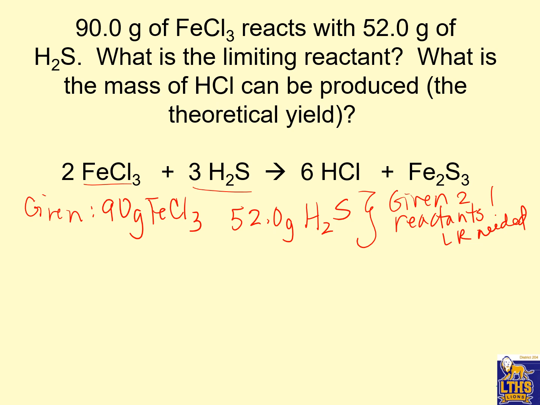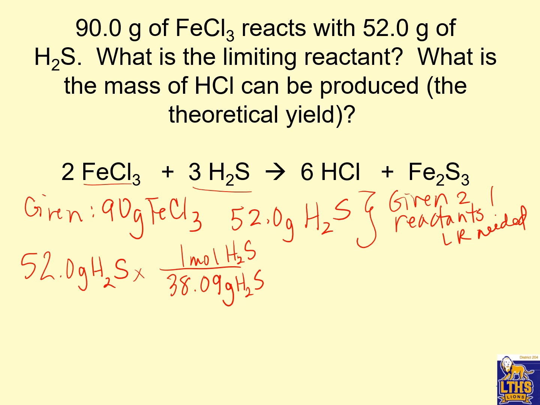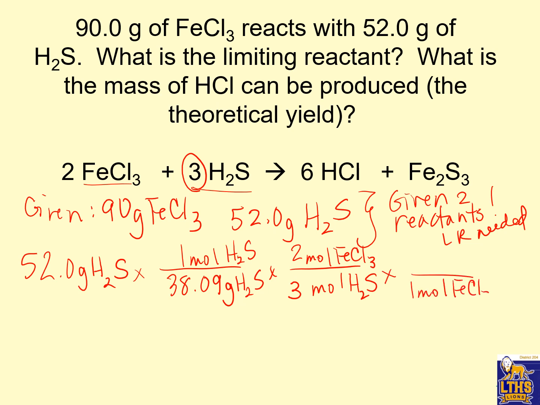So to find the limiting reactant, we pick one. All right, I'm going to pick 52.0 grams of H2S. What do I want to change it to? Well, I want to change it to the other reactant to see how much gets used up. I'm going to use 38.09 grams, periodic table for H2S, 1 mole H2S times, now we use the mole ratio, 3 moles H2S for every 2 moles of FeCl3. Okay.